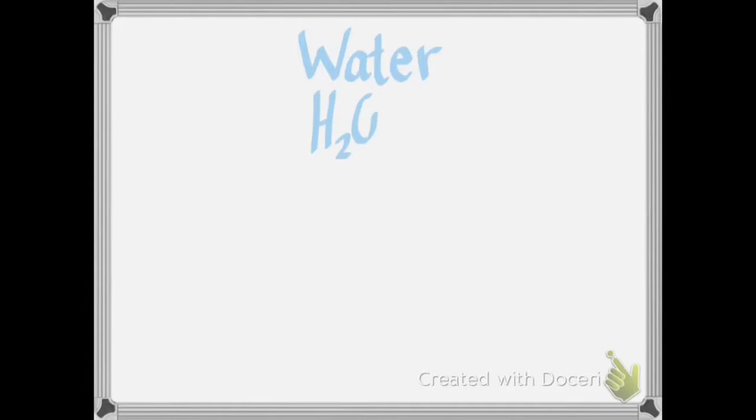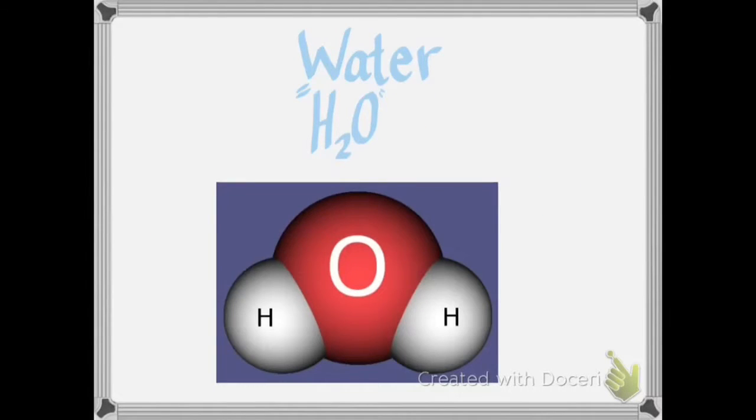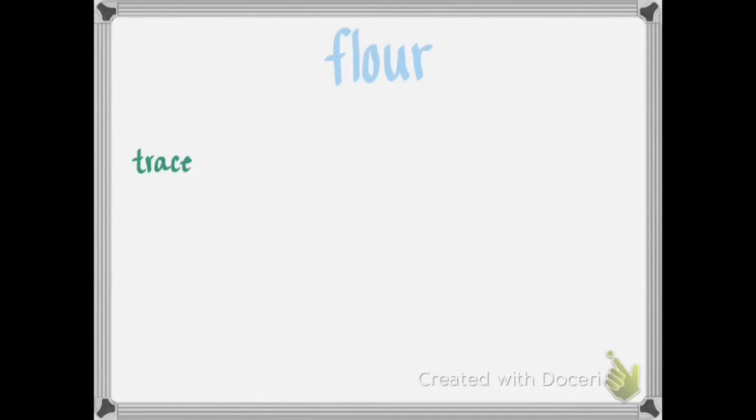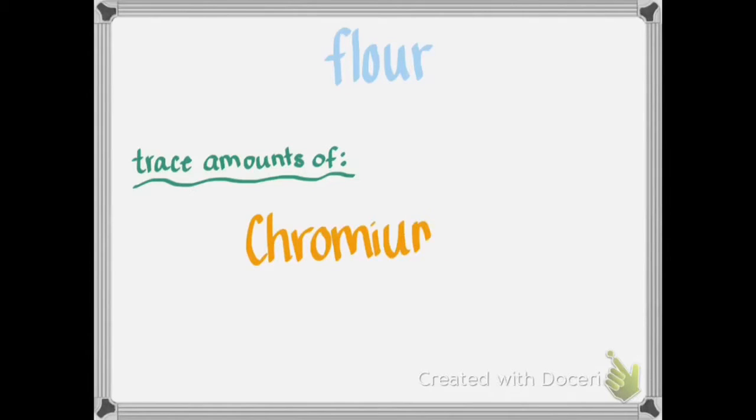Water is also known as H2O. This ingredient in cake helps hold all of the dry ingredients together. Flour is the main ingredient in cake. Often it contains trace amounts of copper, chromium, and zinc.